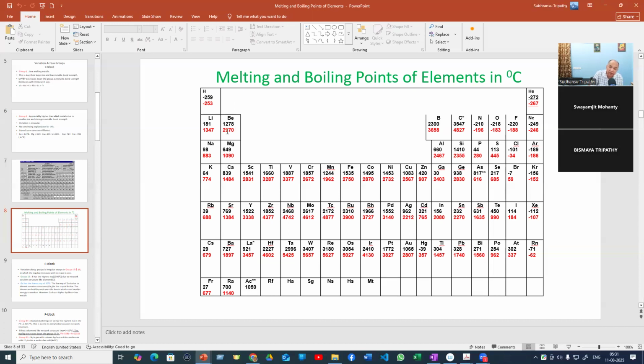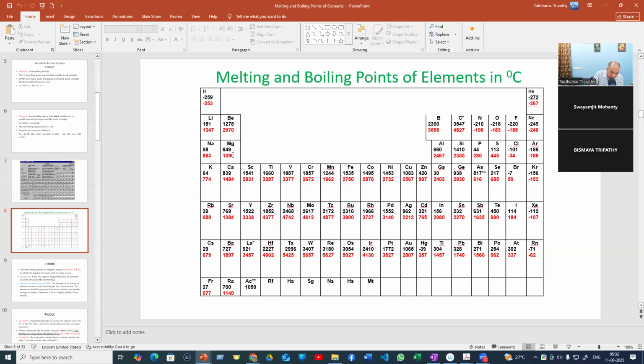We shall study about metallic bond. Then I will tell you what happens. This has a lower metallic bond, and down the group, as the size increases, metallic bond strength decreases. So the melting point also decreases. But in group 2, it is anomalous. There is no specific trend.